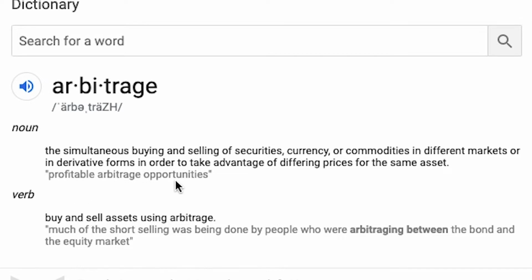All right. So investing in Airbnb without buying any property, what does that look like? What does that mean? Well, a lot of people call this Airbnb arbitrage. Arbitrage, let's just read the definition just because it's kind of a fancy word. I didn't know exactly what it meant, but here it is. The simultaneous buying and selling of securities, currencies, or commodities in different markets or in derivative forms in order to take advantage of differing prices for the same asset. Okay, so there's the definition, kind of long-winded, kind of academic, but basically what it means is you're taking an asset that's used one way and you can use it in a different way to make money in the middle.